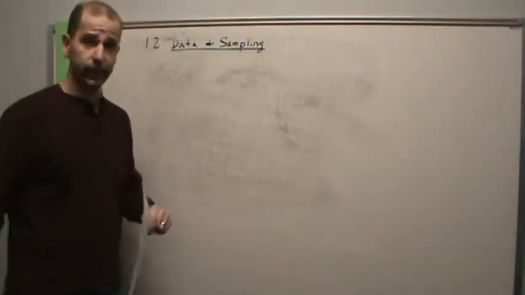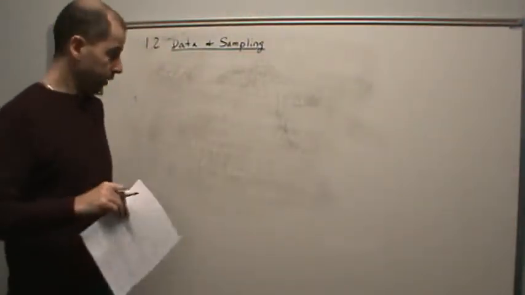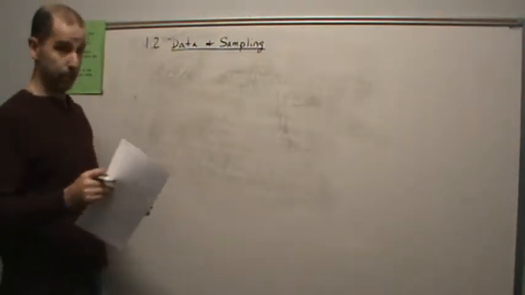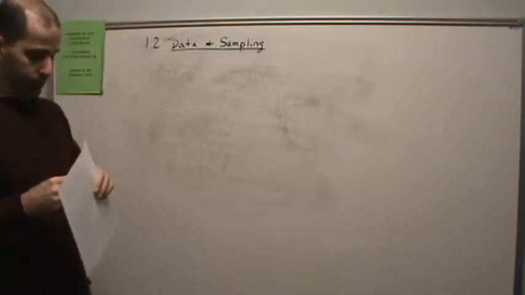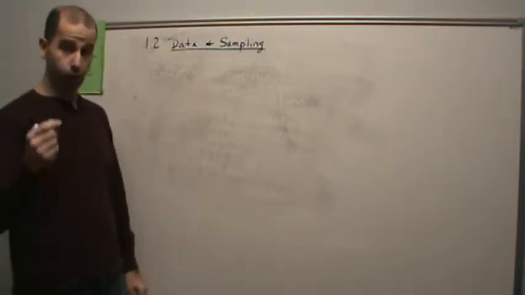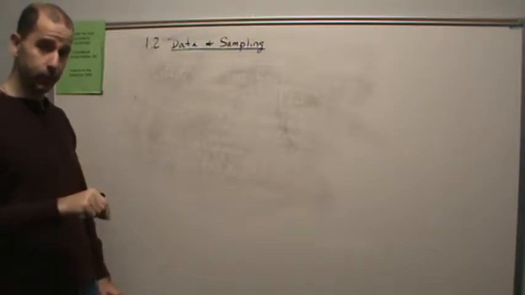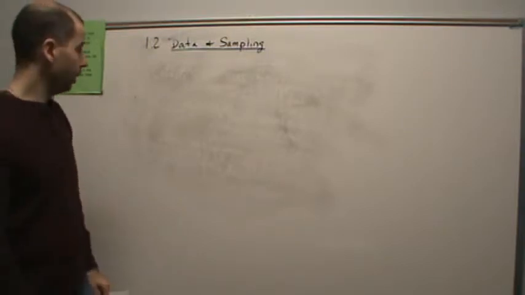Okay, welcome back. This time we're going to cover section 1.2, where we talk about data and sampling. We've done a bird's eye view of this chapter, and now we're going to start diving in and get a worm's eye view of what's going on here.